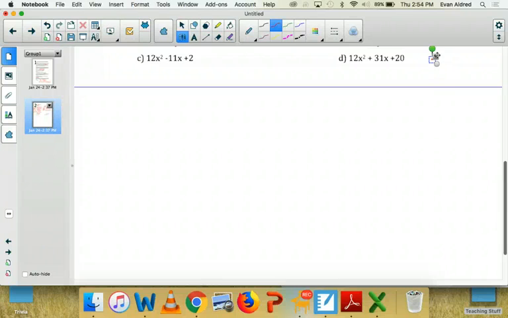So our next ones, C and D. So with C and D, C is 12x squared minus 11x plus 2. So we start by multiplying our lead coefficient by our constant. 12 multiplied by 2 is 24.